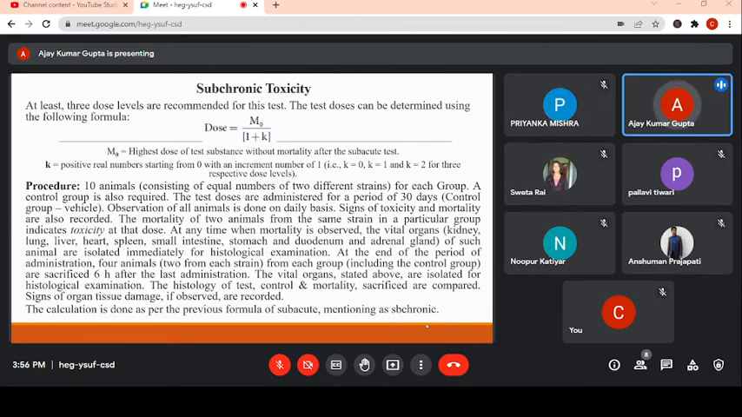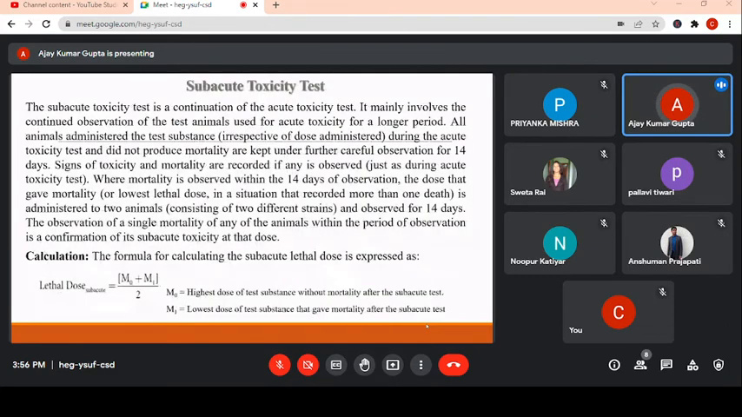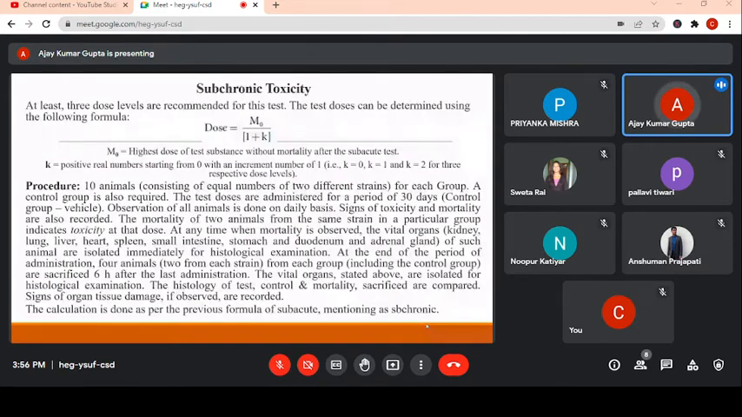The calculation is done as per the previous formula of subacute. Here we'll mention lethal dose instead of subacute. The remaining subchronic formula will remain the same. Whenever you are attempting, you have to write or repeat the same formula by mentioning subchronic. The M0, M1 will remain the same.